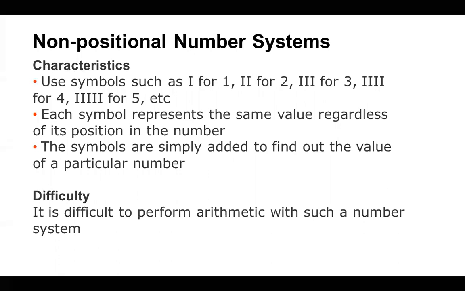It uses symbols such as the Roman numerals, and they are all related to the non-positional system. Why do we call it a non-positional system? Each symbol represents the same value. There is no weightage to each position. What weightage is, we will see as we go through. The symbols are simply added to find the value of a particular number. Using a non-positional number system, it is very difficult to perform arithmetic operations. Even the bullet points you use are also a non-positional number system.